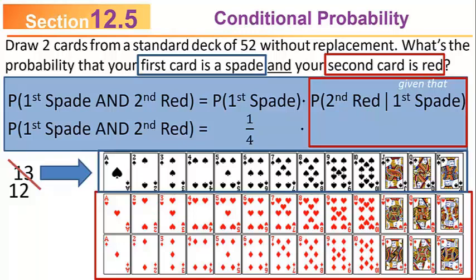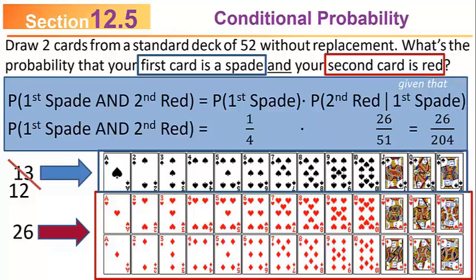So the deck now only has 12 spades and 1 less card, so instead of 52 cards in the deck, there would only be 51. There are still 26 red cards, but now one of the cards has been taken out and not replaced, so there are only 51 cards left in the deck. So the probability of getting a second red, given that you've taken out a spade, is not 26 out of 52, but instead is 26 out of 51.